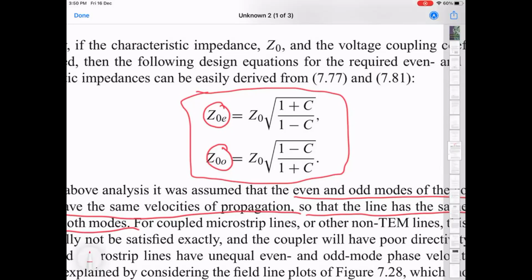So if C was 0, which is basically what we were thinking about earlier, that they're far away from each other, so there is no coupling, then even and odd mode impedances both turn out to be the Z0, which is the same as 50 ohms. We haven't come across this, but it's something you might encounter while thinking about this even-odd impedance, and also connected to our last lecture's discussion on the 180-degree hybrid, that the convention is such that the even and the odd mode impedances turn out to be the same.